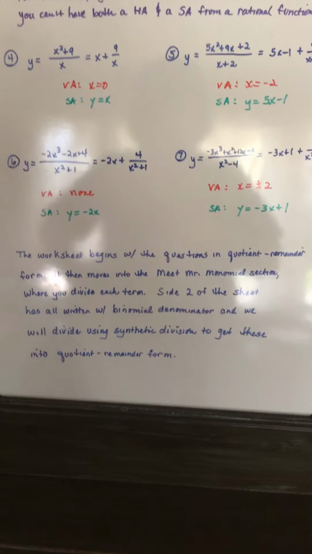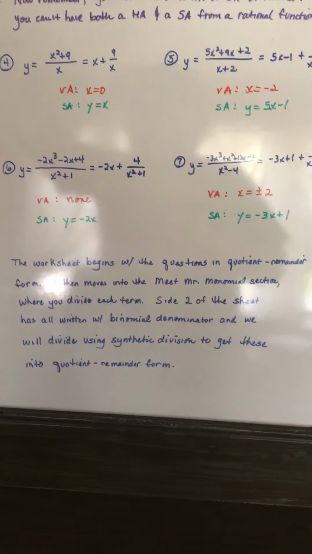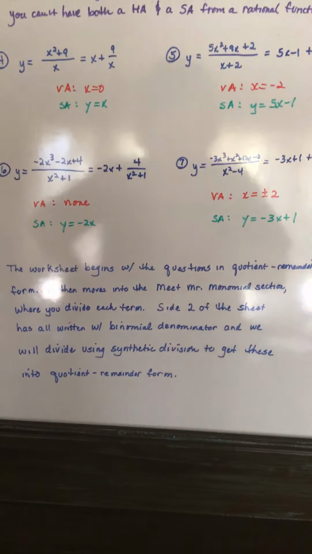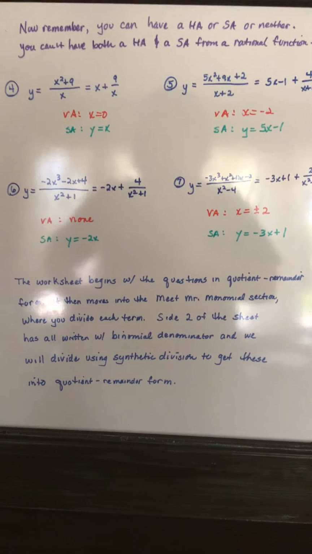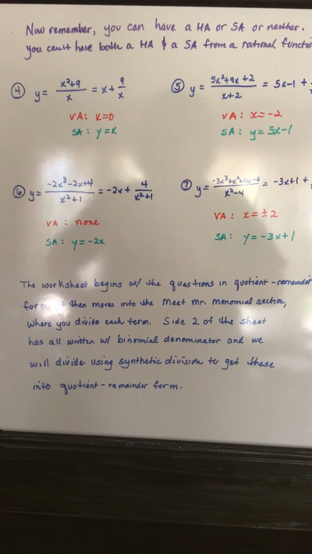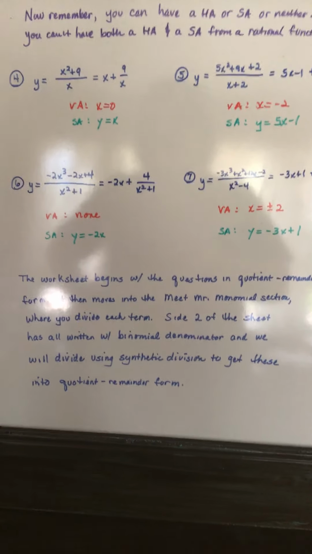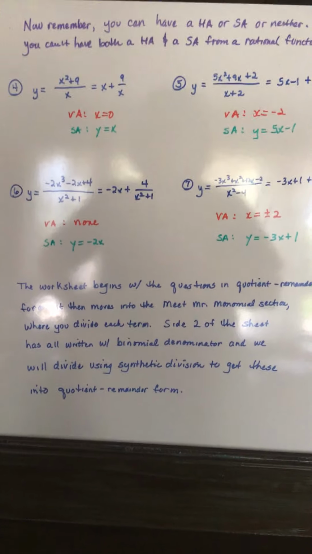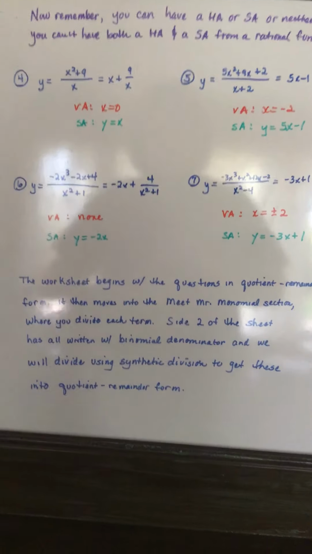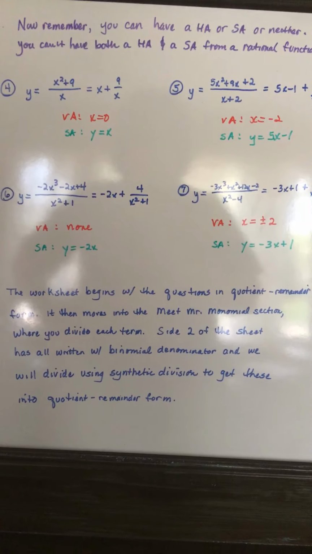Now, the worksheet that you're about to do will have questions. It'll start out in quotient remainder form. We're going to need to write all of these in quotient remainder form because they all deal with slant asymptotes. We're going to use Mr. Monomial at the bottom of the page, and on side 2, we're going to be using synthetic division, also long division. I forgot to write that in there, and to get problems into quotient remainder form.